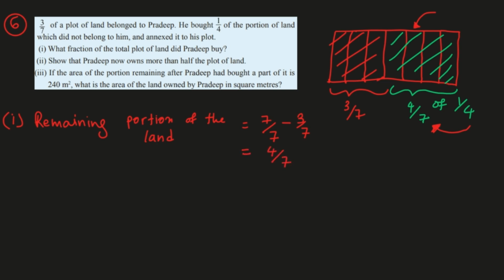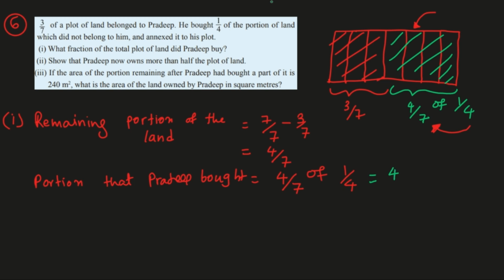Remaining part. So out of this, he had bought 1/4 portions. So we can write like, portion that Pradeep bought equals to, what is it? Out of the remaining part, which is 4 upon 7, he had bought one fourth of the remaining portion. So you can write it like this.